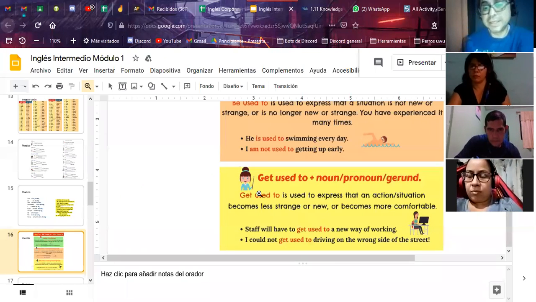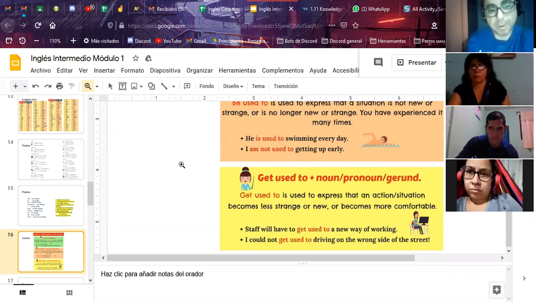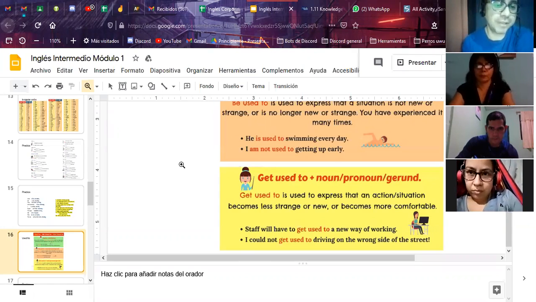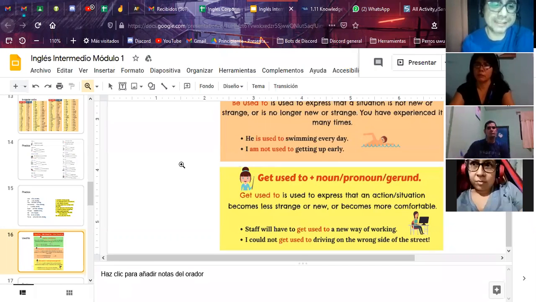So, as you see here, we can use used to with the verb to be, with modals like will, could, can, and any other thing. It's possible to do that. Okay? Do you have any question about this? Si hay preguntas, pregunte. Este es el momento. Hable ahora o calle para siempre.